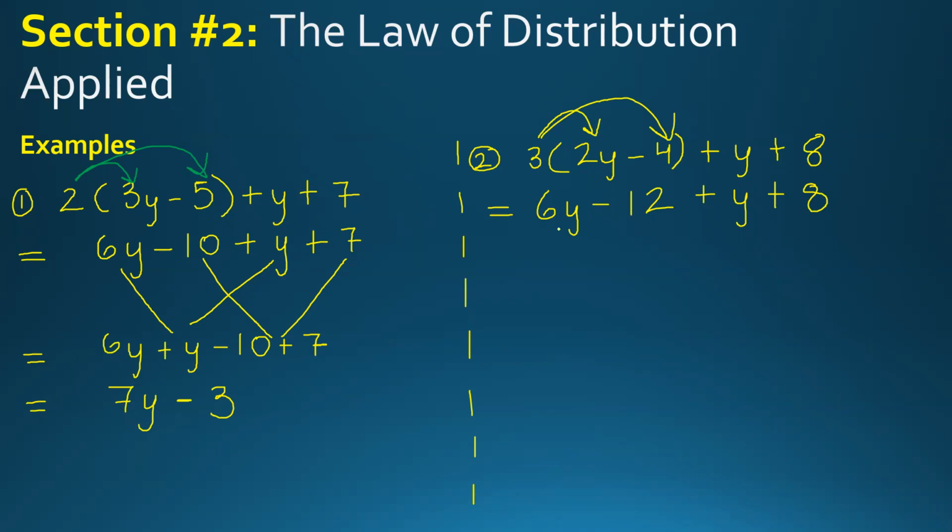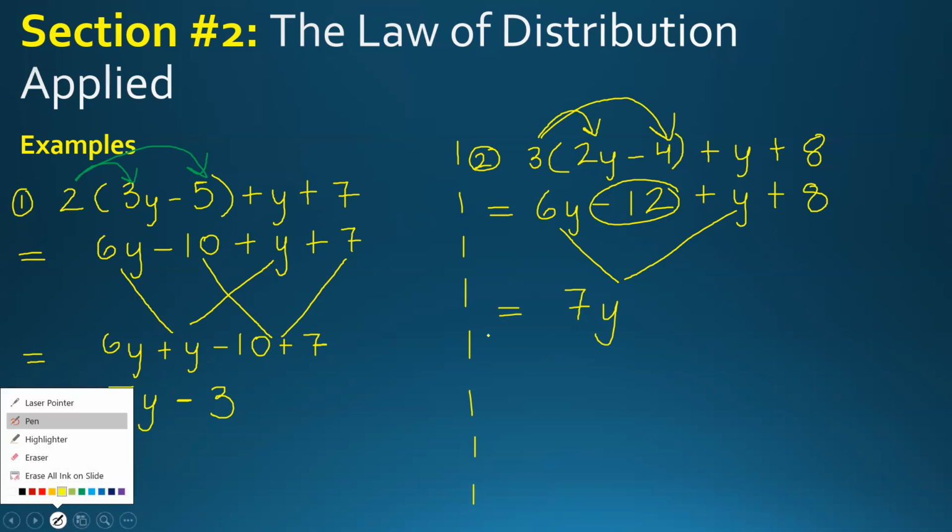The like terms is going to be what? 6y and what? y, so it's going to be equal to what? 7y. And then we're going to take what? Negative 12. Oh, by the way, I should not do it like that. I should group them properly.